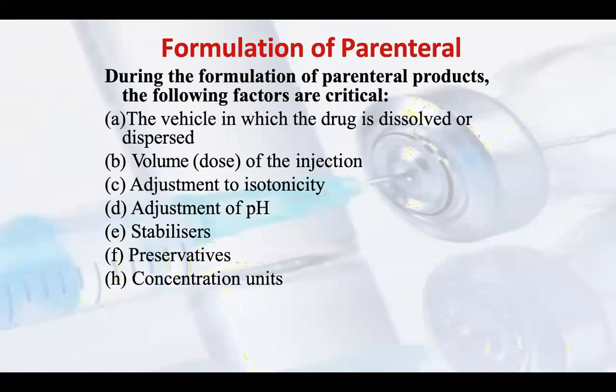Further, during the formulation of parenteral products, the following factors are critical. The vehicle in which the drug is dissolved or dispersed, because that is more important. The solvent, the volume of the injection. Then adjustment to isotonicity, they must be isotonic. Adjustment of pH, stabilizers, preservatives, and concentration units. These have to be considered in parenteral products.